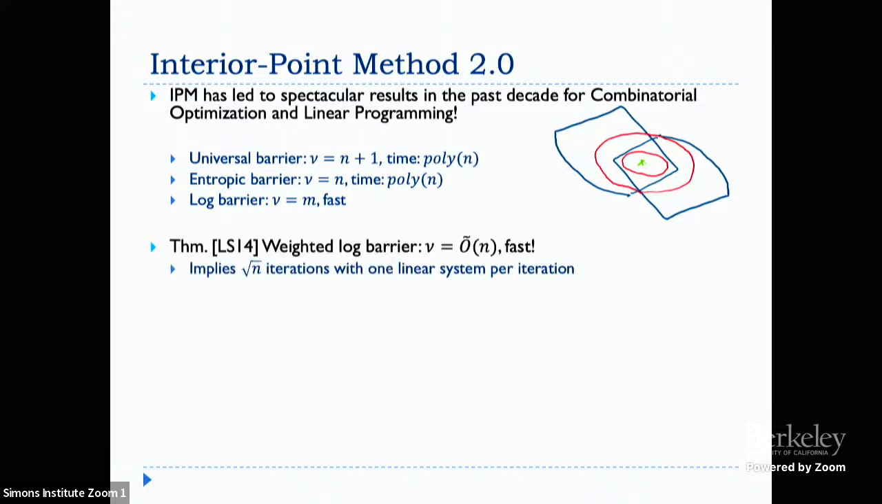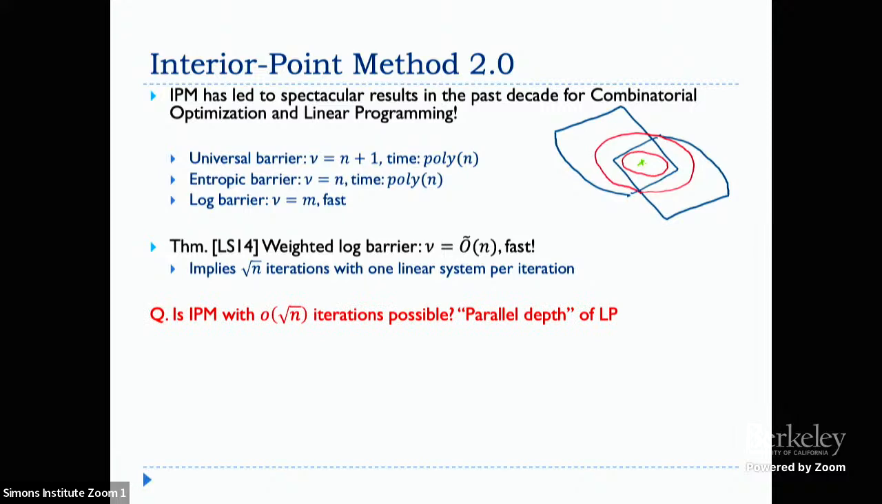Okay, so something that happened, much of the work right here at the Simons Institute, is that Lee and Sidford defined what's called a weighted log barrier, which gets you a parameter of O tilde n, so with a log m factor, and it's very fast. It's just as fast as the log barrier, and therefore you only need square root n iterations. This was an open problem in optimization for a long time, and it was solved very much by the TCS community in the Simons environs.